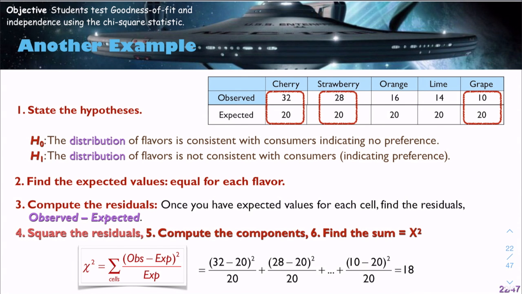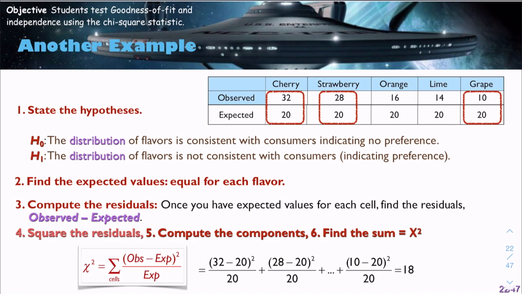Next, we're going to state our hypothesis. Our null hypothesis, the distribution of flavors is consistent with consumers indicating no preference. With our alternate hypothesis being the distribution of flavors is not consistent with consumers, meaning they're indicating some sort of preference. That's what we should make. Next, we find our expected values, which is equal for each flavor. So we have our 20 in each category.